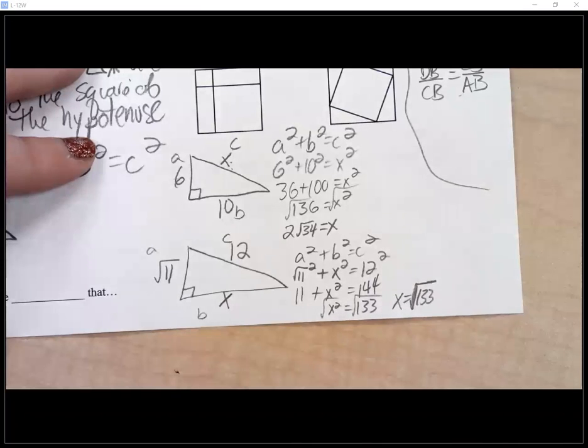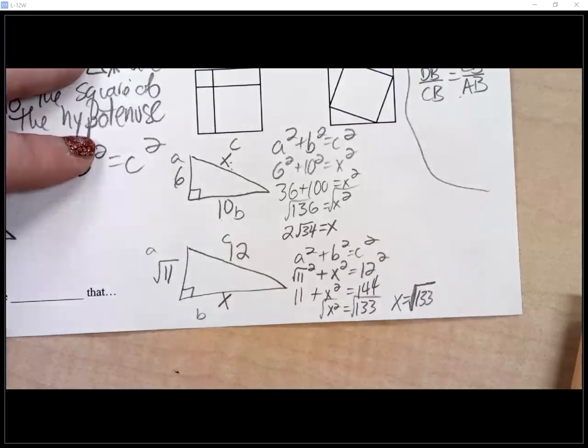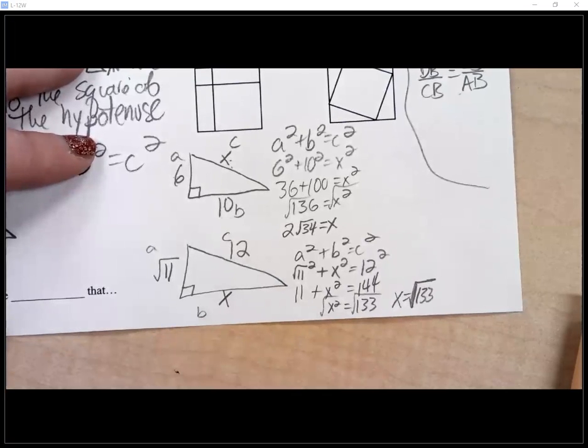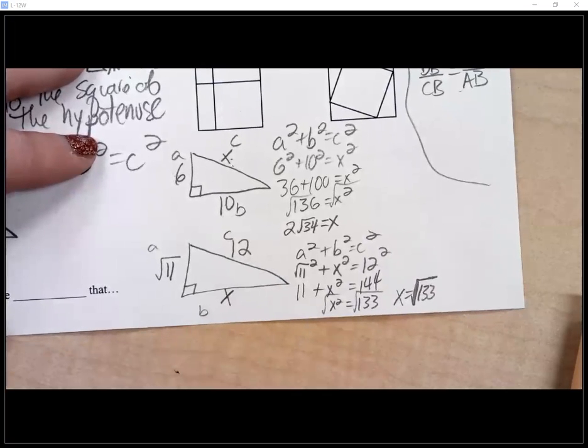If I figured out what that is as a decimal, the square root of 133 is 11.5, less than 12, right? Because I would want to make sure that my answer is something less than 12, and it is. If this were multiple choice, here's a great example: if there's any number bigger than 12, I'm immediately crossing it out. It can't possibly be right. 12 is already the biggest side of my triangle.